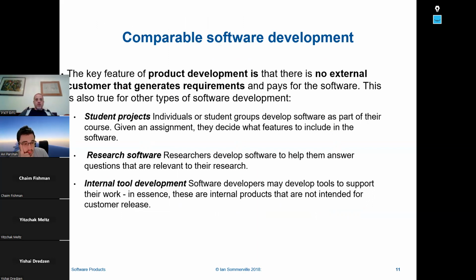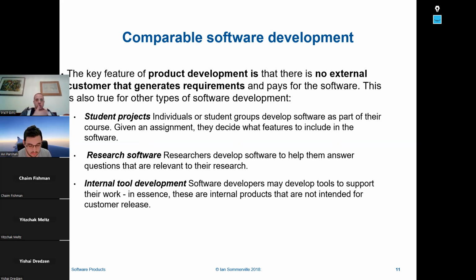Comparable software development. The key feature of product development is that there is no external customer. We said that generates requirements and pays for the software. Which is why that last thing, and pays for software, is not bolded, but I would say that's the bolded part, because no one's paying for it. You're going to have to provide some of your final product quickly so that you can get some income.